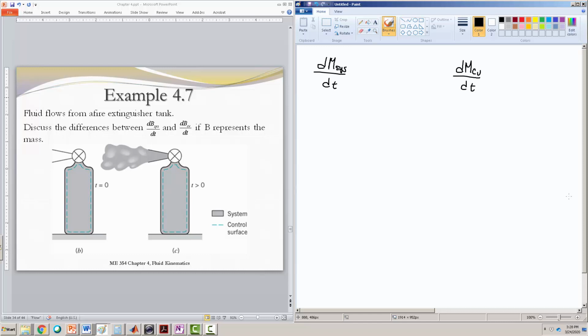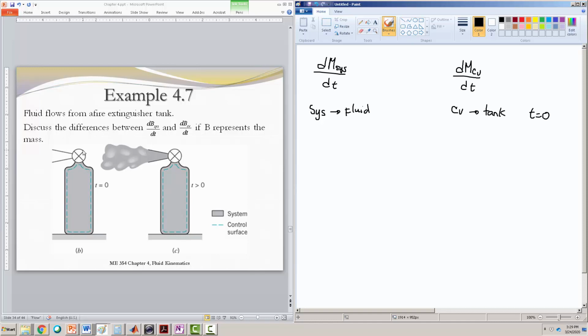Okay, so the first thing that we have to identify is what is the system and what is the control volume. So we're going to take the system to be the actual fluid, and we're going to take the control volume to be the tank at time equal to 0. So the space that is occupied by the fluid at time equal to 0. Okay, so if you notice, this is going to be your control volume.